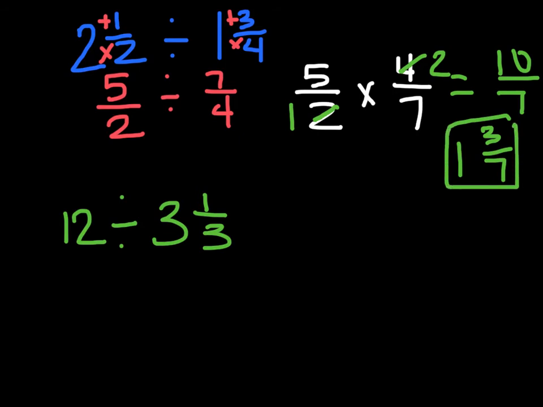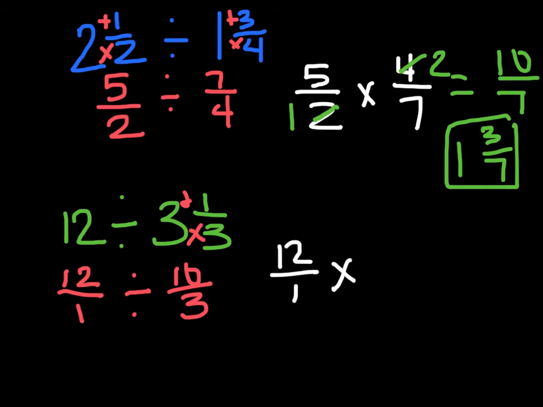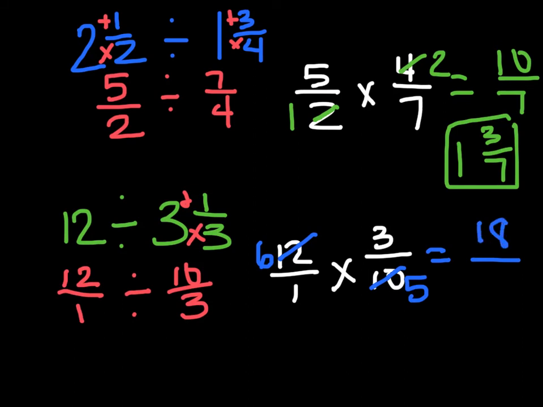On the bottom, again, rewrite these as improper fractions. So 12 over 1 divided by 3 times 3 is 9, plus 1 is 10. Now it's still a division problem, so we want to change it to multiplication. So you keep the first fraction, 12 over 1, change division to multiplication, and flip your second fraction upside down. You check to see if there is anything you can simplify or cancel, which 12 and 10 you can divide by 2, so 12 would be 6, 10 would be 5. And so on the top you have 6 times 3, which is 18, 1 times 5, which is 5.